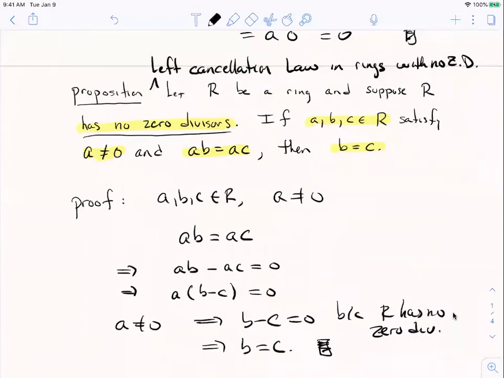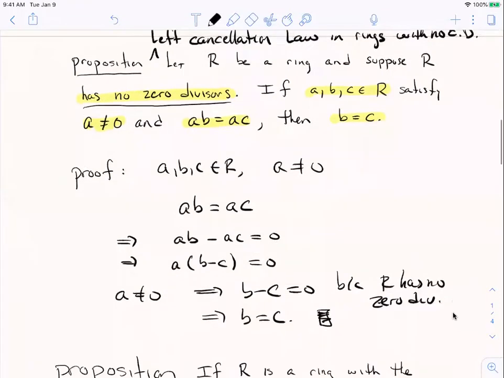So if your ring has no 0 divisors, like for example if it's an integral domain, and you remember an integral domain is a commutative ring with unity that has no 0 divisors, then you have a cancellation law. Or if your ring is a field, every element is a unit, there's no 0 divisors in a field, you have the cancellation law. Cool. I'll leave the right cancellation law to you.